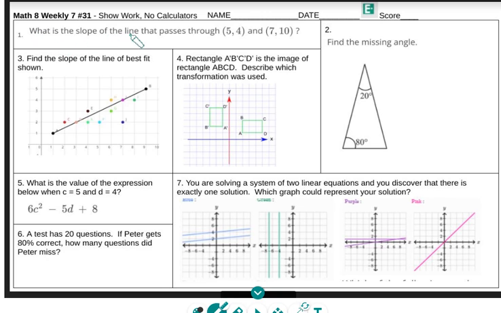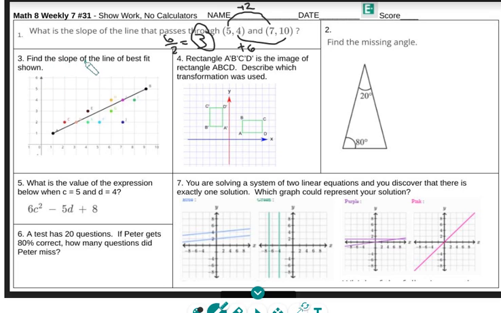Okay, what is the slope of the line that passes through (5, 4) and (7, 10)? We want to find out what the difference is between 5 and 7. That's plus 2. And we want to find out what the difference is between 4 and 10, and that would be plus 6. We always put our change in y, which is 6, over our change in x, which is 2, and 6 divided by 2 equals 3. So the slope of our line would be 3.